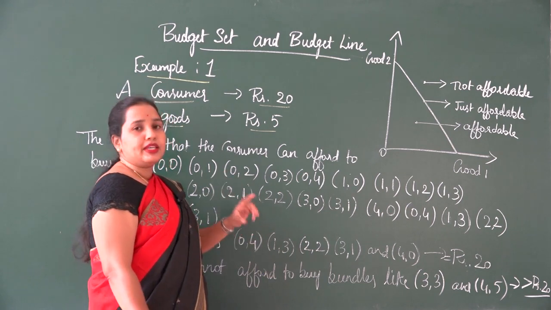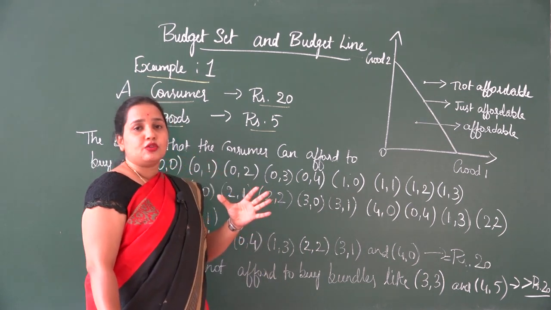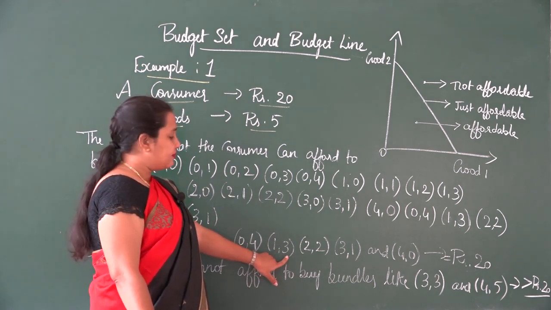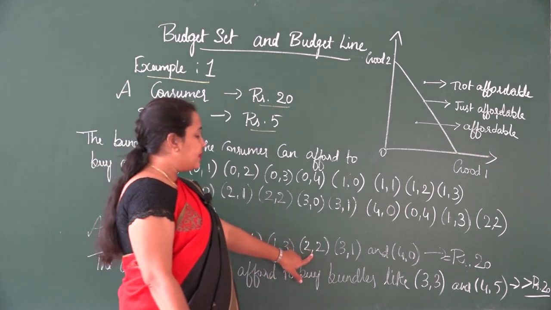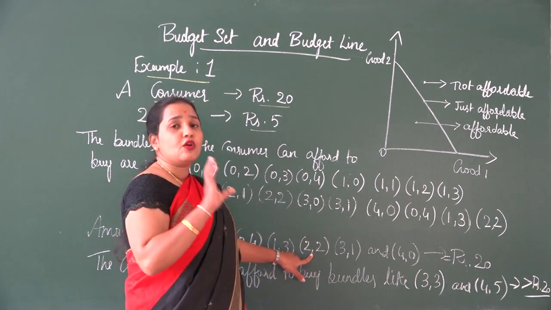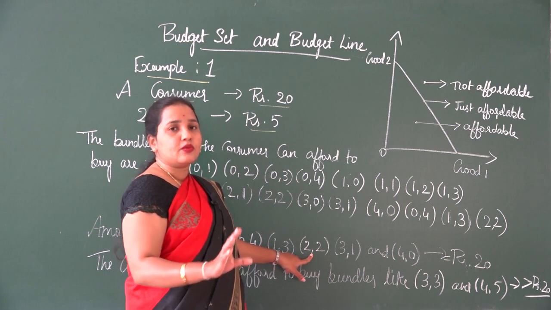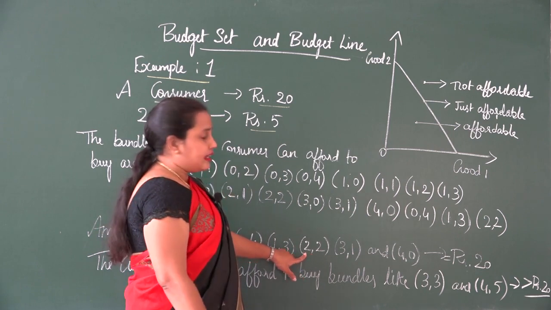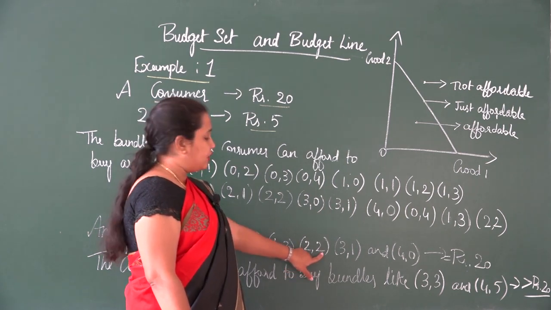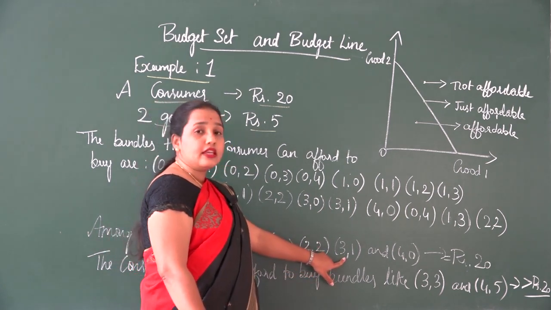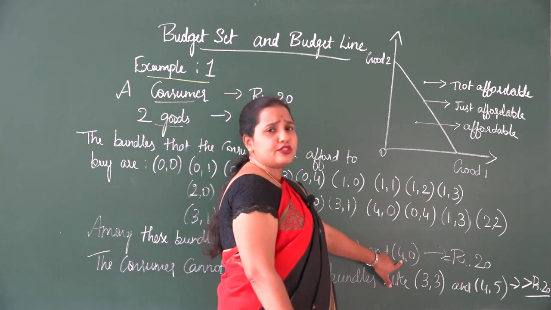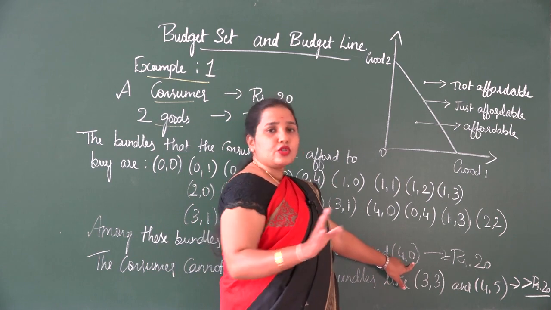With that 20 rupees, when he spends exactly 20 rupees on two goods, he can buy 1 unit of good 1 and 3 units of good 2. Likewise, he has another option which is exactly equal to his income. His spending on two commodities is exactly equal to his income. Then the bundle is 2 and 2. He can buy 2 units of good 1 and 2 units of good 2. Likewise, 3 units of good 1 and 1 unit of good 2, and 4 units of good 1 and 0 units of good 2.